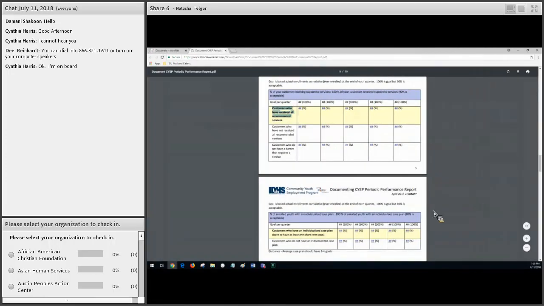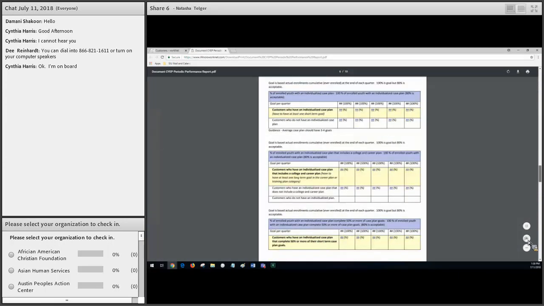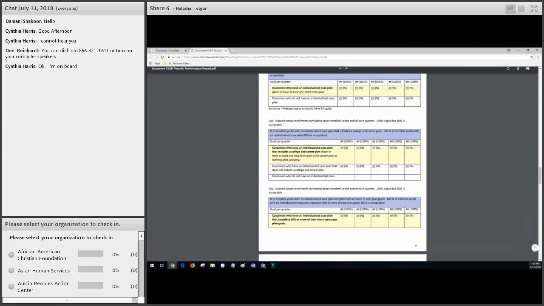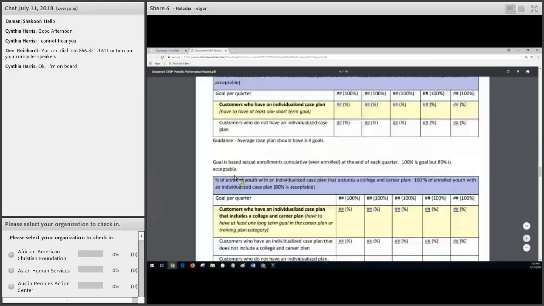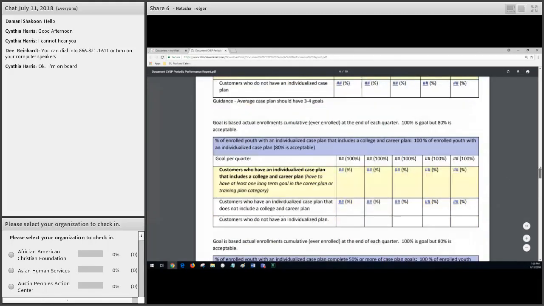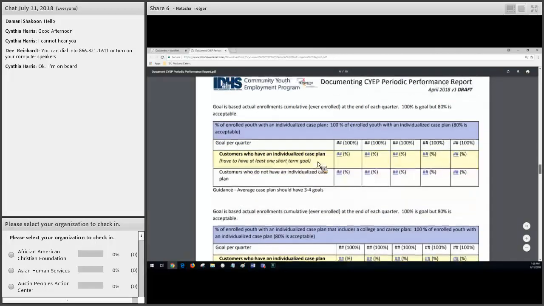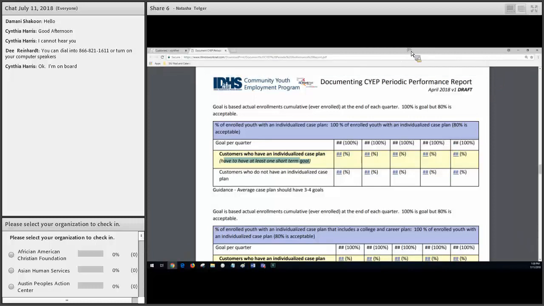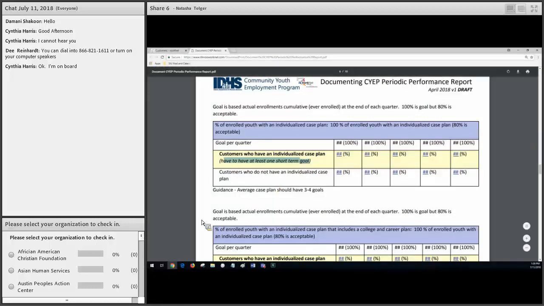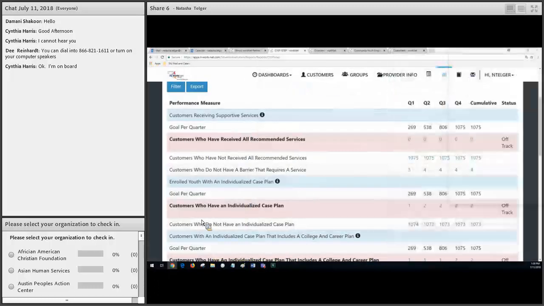So if we look back at our instructions here, let me zoom in before Dee asks me to do so. And then it says that customers who have an individualized case plan means they have to have at least one short-term goal. Okay? So let me go back over to my area.